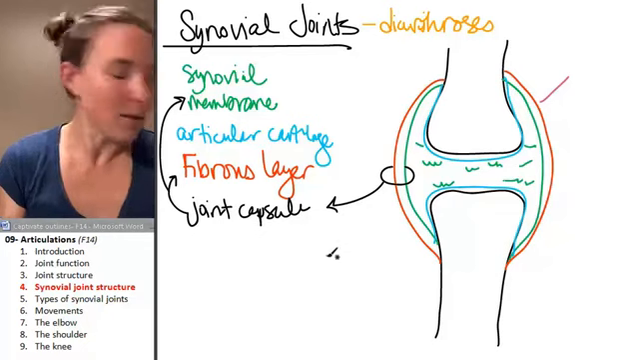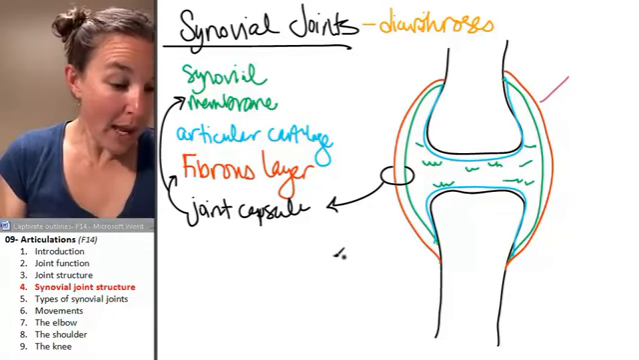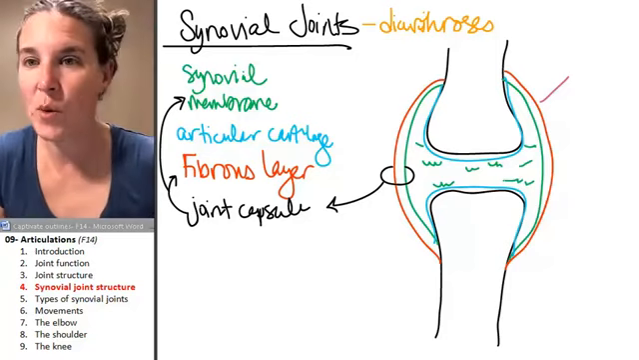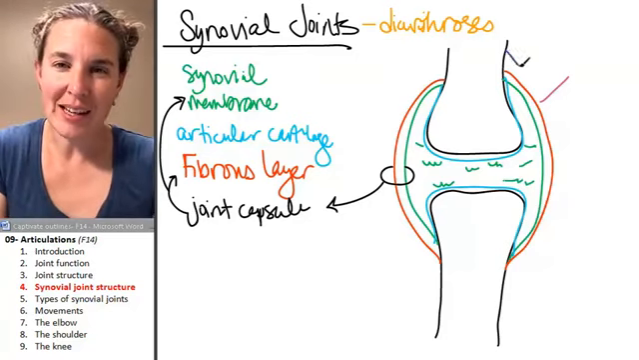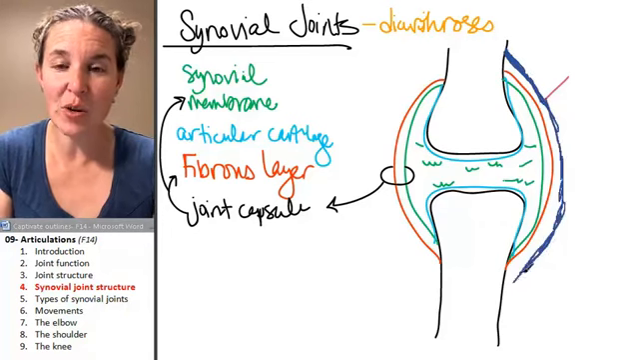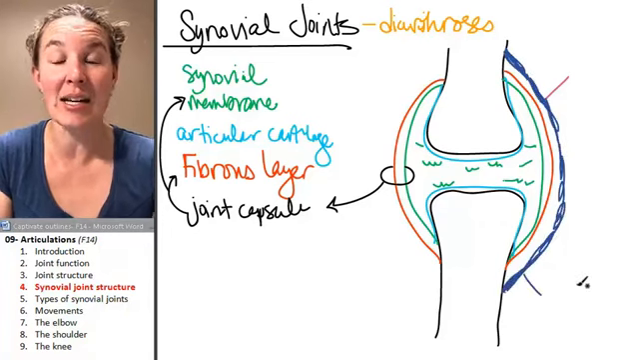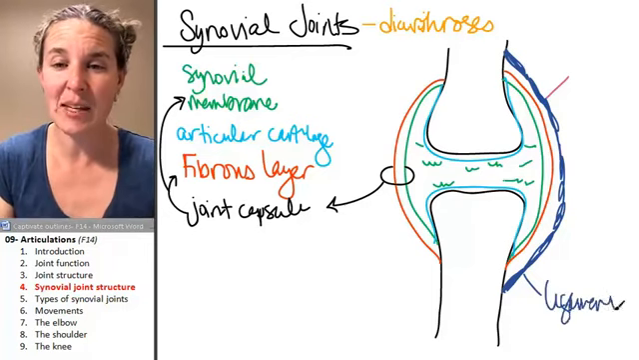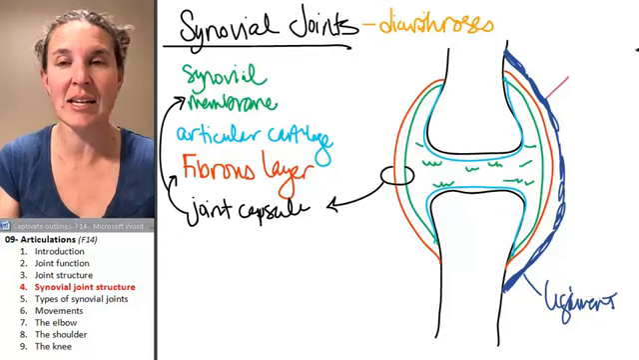What else? Sometimes you end up with ligaments that connect your two bones, and they can help stabilize that synovial joint. So a ligament can be in there to help stabilize things.